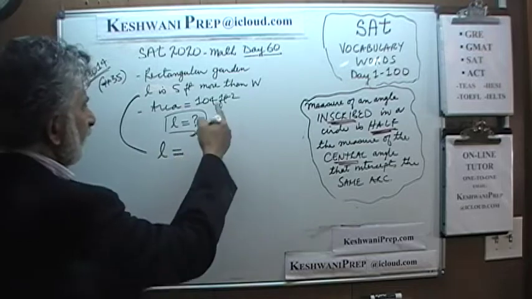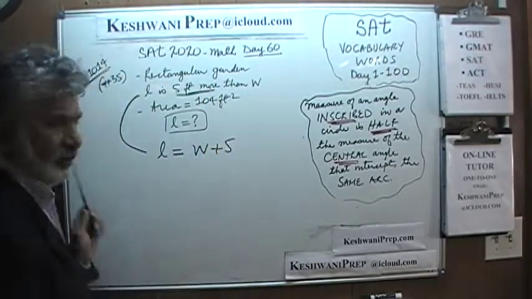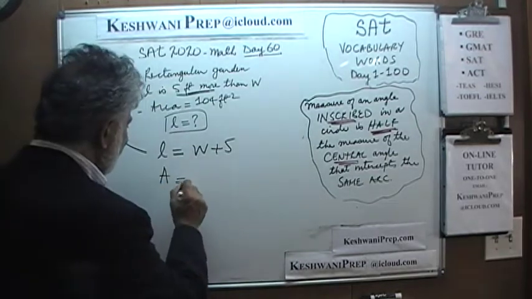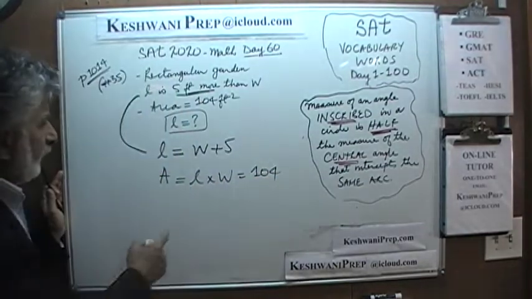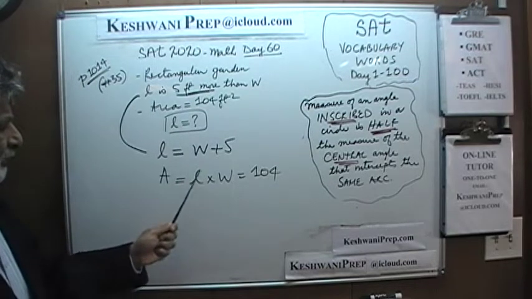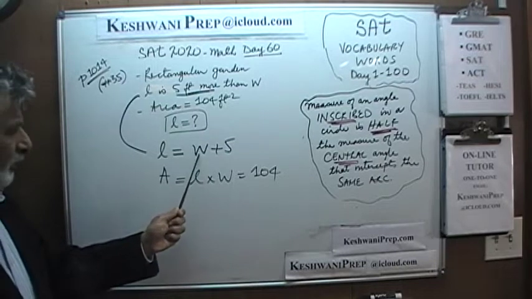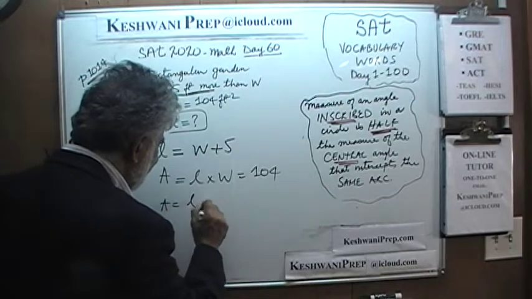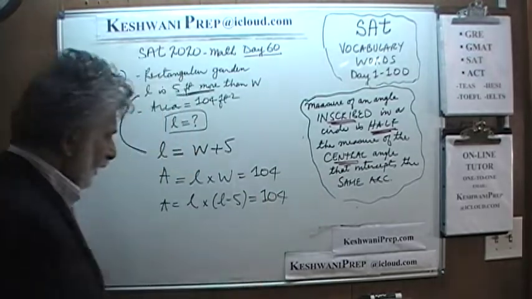So, length here is 5 feet more than the width. So this is the width. If you add 5 more feet to it, that's your length. Area we know is length times width, and we are told that that is 104. Since we're looking for the length, we're going to express this in terms of L. W is equal to L minus 5. So the area is equal to L times L minus 5, and that has to equal 104. And that's all there is.